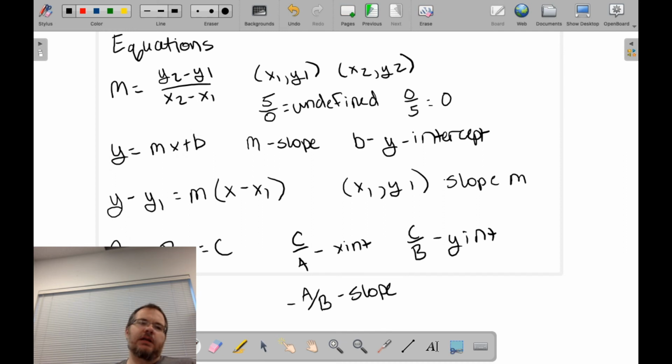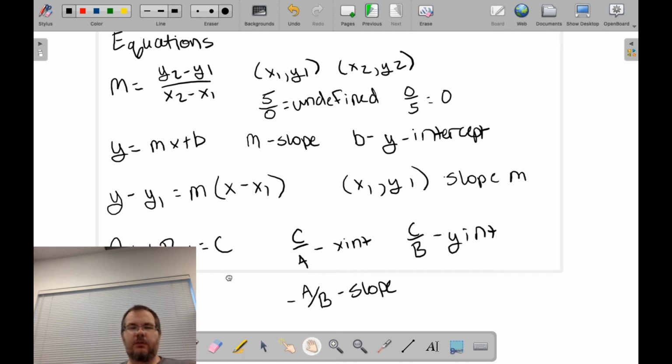So if you're given a line in standard form, you don't need to change it to slope-intercept. You can find the y-intercept just by doing c over b, and you can find the slope by doing negative a over b. So you don't need to change it to y equals mx plus b form. All right, let's take a look at an example here.